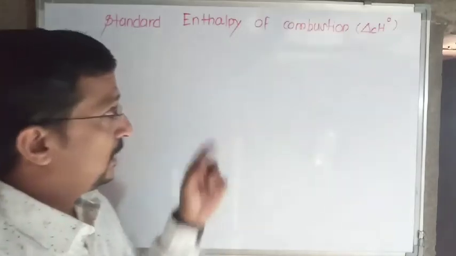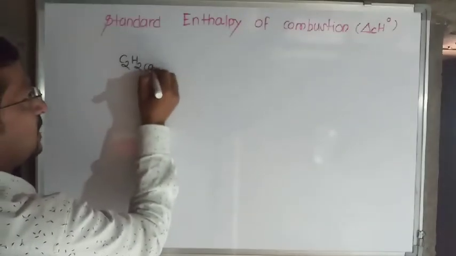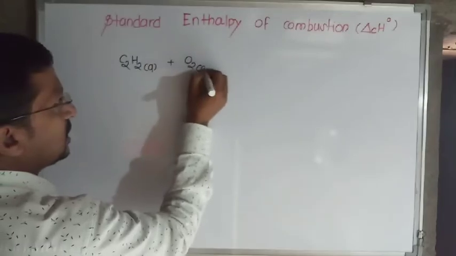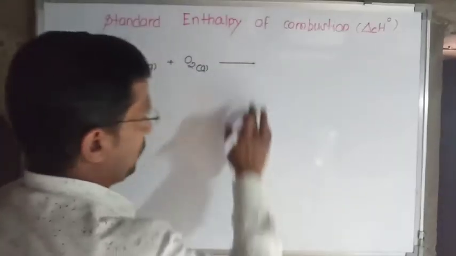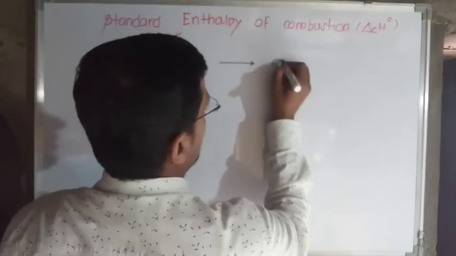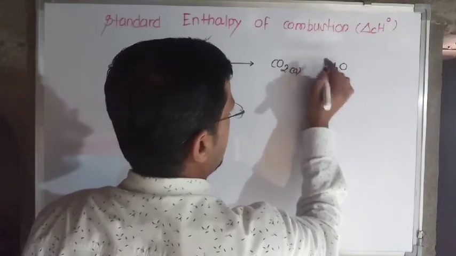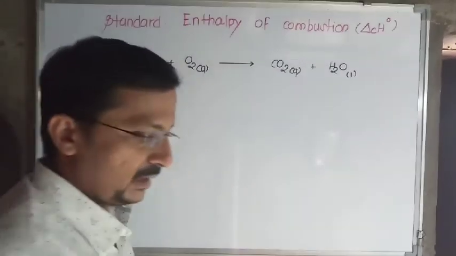Okay. As far as standard enthalpy of combustion is concerned, we know enthalpy of reaction, or simply enthalpy. For that purpose, consider a reaction: C2H2 gas plus oxygen gas. It is ethine or acetylene. When complete oxidation takes place, it results in the formation of carbon dioxide gas plus water in the liquid state.